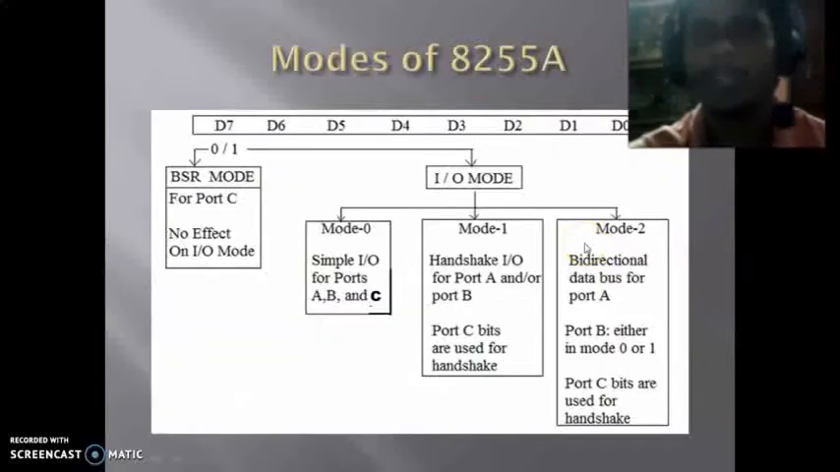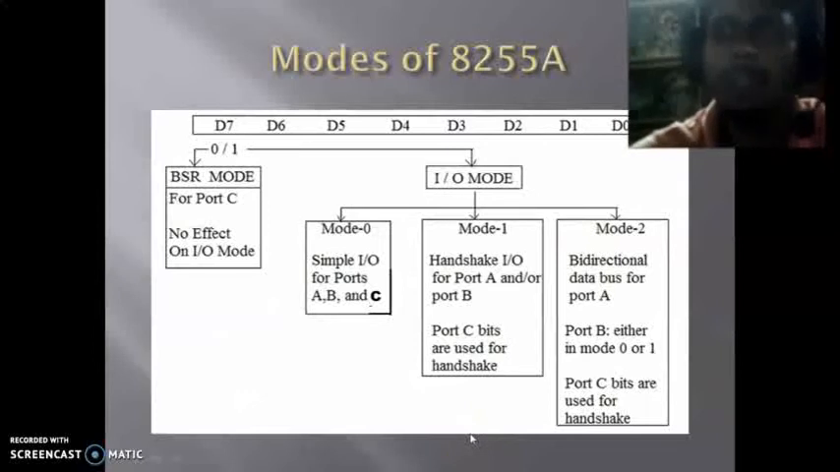Next I will try to find out the modes of 8255A. I already told that 8255A has a specific control word, and by writing this control word into the control register, we can configure the ports, as well as perform different tasks by using different modes.